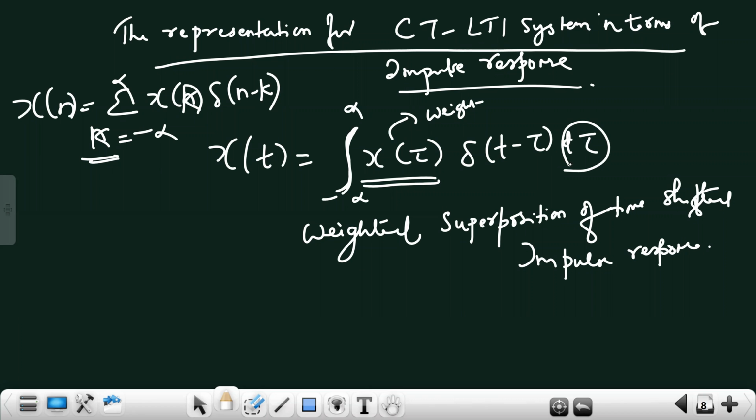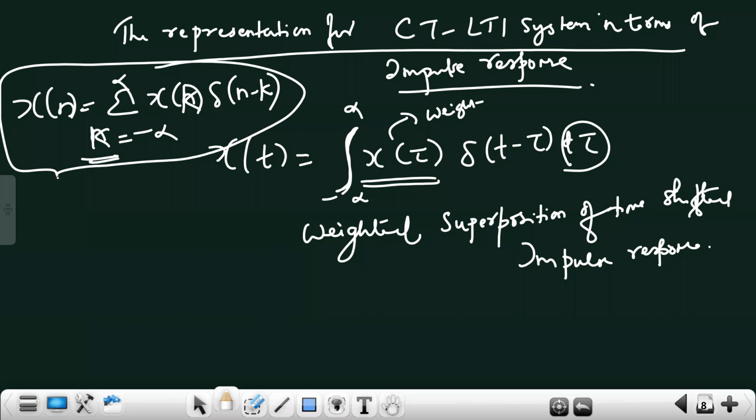Now this aspect we have already discussed: how to represent a given discrete time signal in terms of shifted impulse response. The same way I have represented it, but it is a continuous time signal. So for representing the continuous time signal, I have replaced sigma with integral, x of k with x of tau, del of n minus k with del of t minus tau, and simply put an integration variable, that is d tau. I hope this is clear for you.